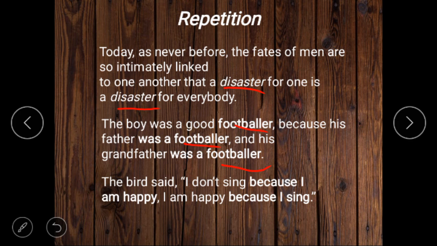The next one. The bird said, I don't sing because I'm happy. I'm happy because I sing. Now, sing is repeated. Besides that, I am happy is repeated. Now, this is again a very good example of repetition. The words sing and I am happy are repeated again and again, and that's why it makes a very good example for repetition.